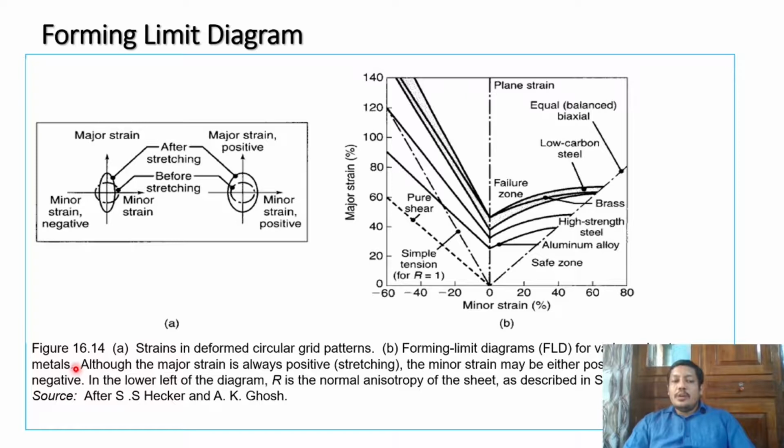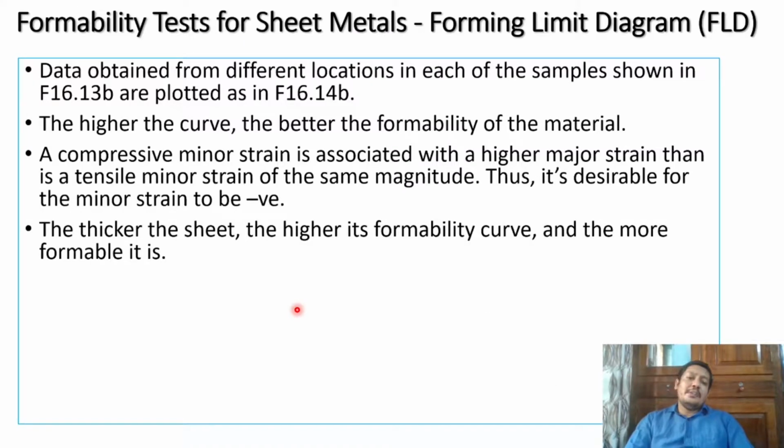So you can see the forming limit diagram of various sheet metals. Although the major strain is always positive stretching, the minor strain may be either positive or negative. In the lowest left of the diagram, R is the normal anisotropy of the sheet, and the source is also shown there, where the paper has been taken. We'll go back to the previous slide.